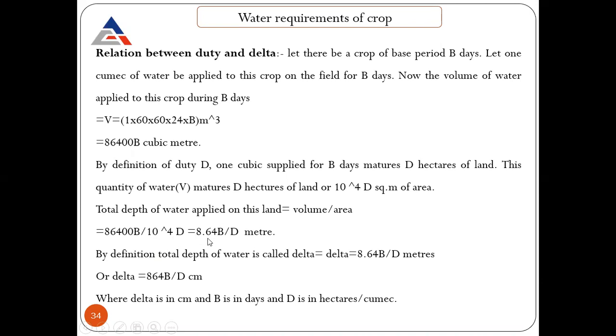You will get this value, which comes out to be 8.64 B divided by D meter. So delta is equal to 8.64 B by D, where B is the base period and D is the duty, and delta comes out in meter. If you want to convert into centimeter, just multiply by 100. You will get delta equal to 864 B divided by D, where delta is in centimeter, B is in days, and D is in hectare per cubic. That's how we find the relation between duty and delta.